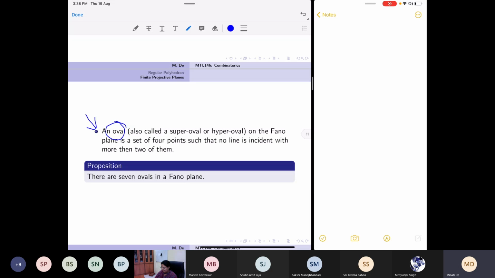An oval in a Fano plane is defined with respect to the plane, but one can define it with respect to any other plane. Here the question is only with respect to the Fano plane, so I have given it a special name, oval. An oval is a set of 4 points such that no line is incident with more than 2 of them, meaning no 3 of them are collinear.